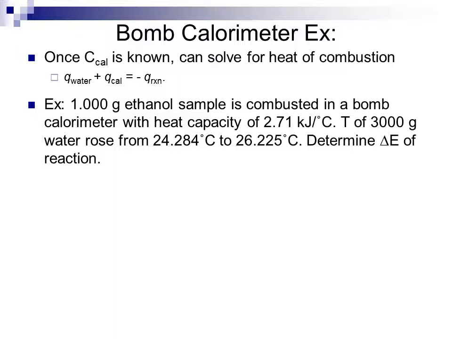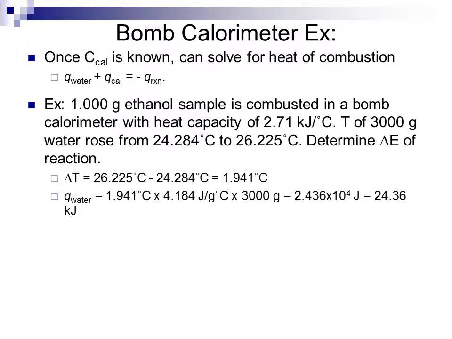So if I have a 1 gram sample of ethanol that is combusted in a bomb calorimeter with a heat capacity of 2.71 kilojoules per degree Celsius, the temperature of 3,000 grams of water rose from 24.284 degrees Celsius to 26.225 degrees Celsius. What was the change in energy of the reaction? The change in temperature is 26.225 minus 24.284, or 1.941 degrees Celsius.